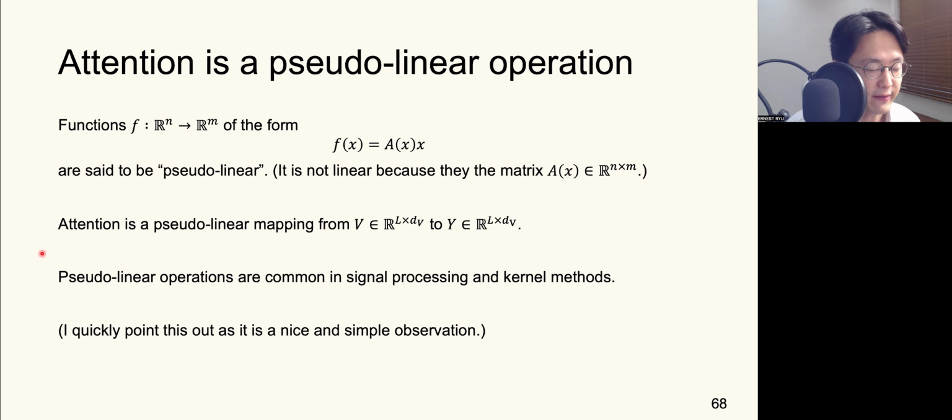The attention mechanism that I've described in the previous slide is a pseudo-linear mapping from the value vectors to the output y vectors. And pseudo-linear operations occur quite commonly in signal processing and kernel methods. I think this is an interesting observation. I also think that pointing out that attention is a pseudo-linear mapping from the value vectors to the output y helps you understand the mechanics of the attention mechanism. But I don't really have a specific use of this observation. I don't know if this observation is useful, but it's a nice and simple observation, so I quickly point it out. So do with this information what you will.